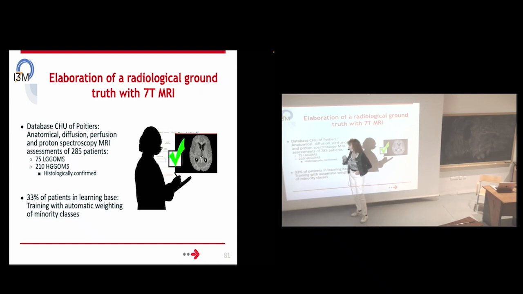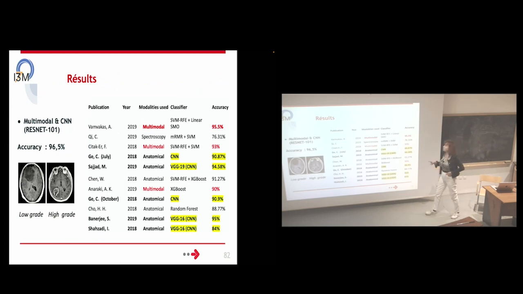All this pathology has been histologically confirmed. That is to say, we have the biopsy of the tumors to train our system. As usual, we have 33% of the base that is used for the training part, and then we use the rest for the test and for the generalization. So here you have the result. We compare our result to different publications in 2018 and 2019. So you can see the result using CNN, and generally this result gives a very good rate of accuracy with just anatomical information. But you can see that when you use multimodality, even with other classification systems like support vector machine, we reach a high rate of accuracy.